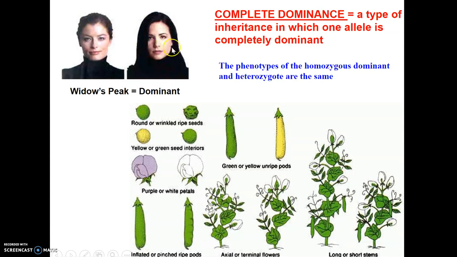If the person has the widow's peak gene, that specific allele, it's going to be expressed, whether they're homozygous for that or heterozygous for that specific gene. So in the complete dominant situation, that particular characteristic will be expressed in the homozygous dominant individuals as well as the heterozygous individuals. As long as it's there, you're going to see it.